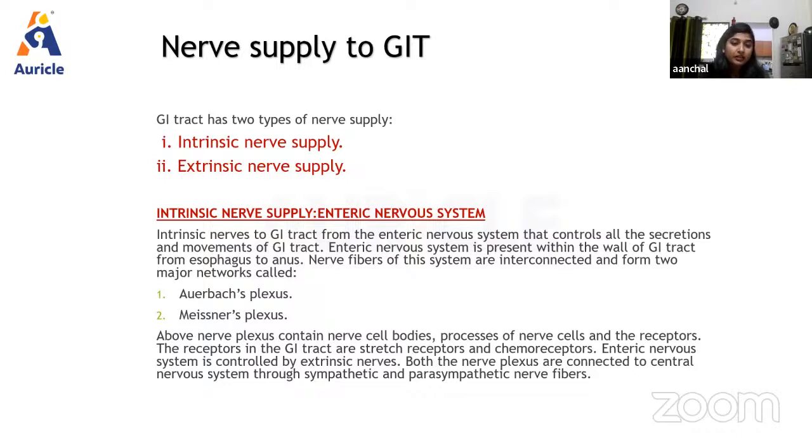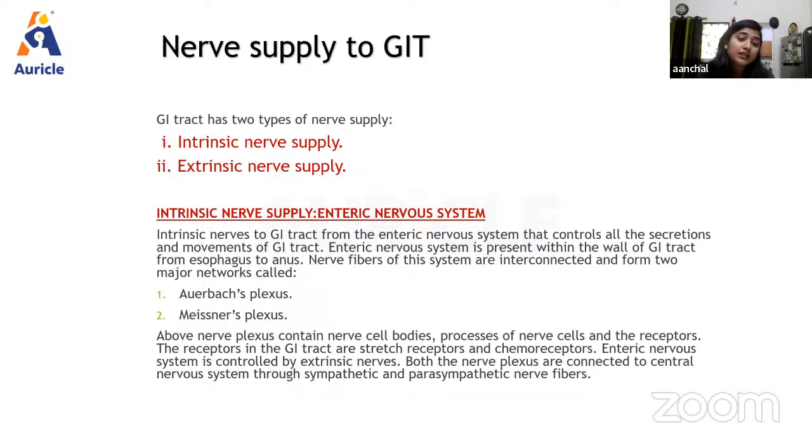In the intrinsic nerve supply, we're going to discuss two plexuses. The one is the Auerbach's nerve plexus, and the second is the Meissner's nerve plexus. Students, you need to remember a very important function: the Auerbach's plexus is always involved in the motility of food inside the GIT. So the main and primary function of Auerbach's or myenteric plexus is motility of food. Clear?